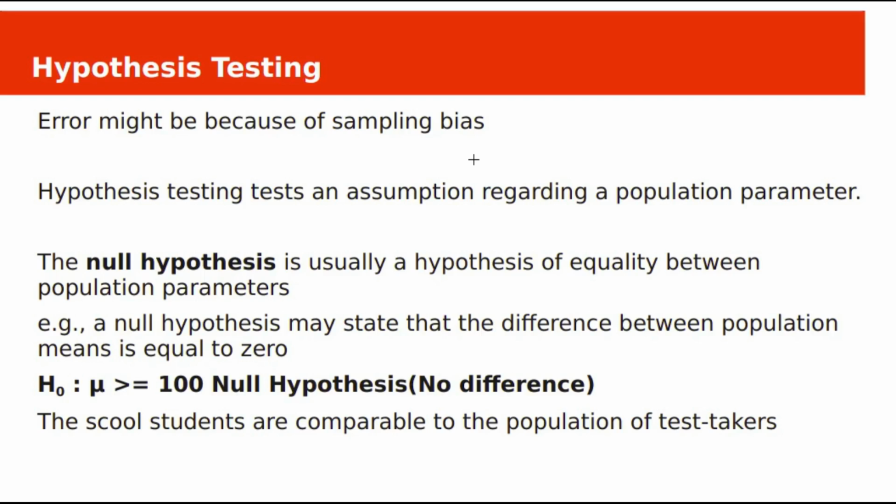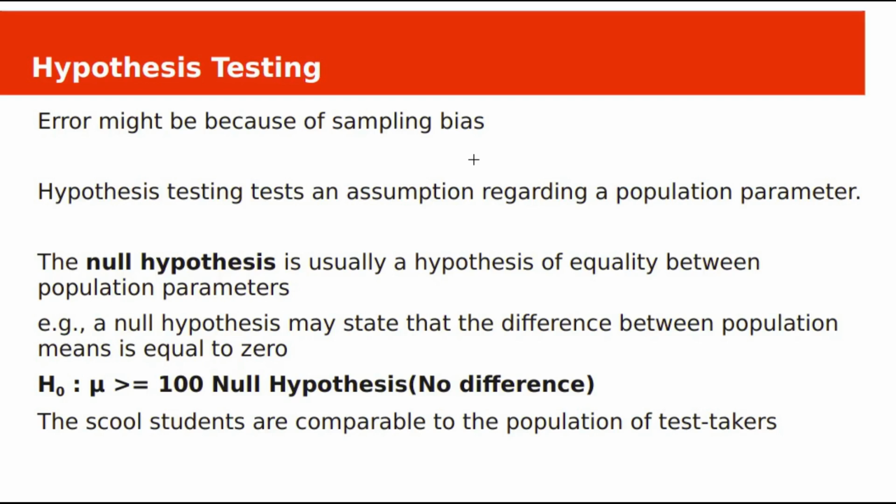There are two possibilities. The error might be because of sampling bias, meaning in that 55 student sample, more below-average students are included. If you take the average of all student scores in that school, it might be greater than or equal to the regional mean score. And the second one is that the school students are really below average. To test that, there are two hypotheses that are made, one null hypothesis and another one alternate hypothesis.